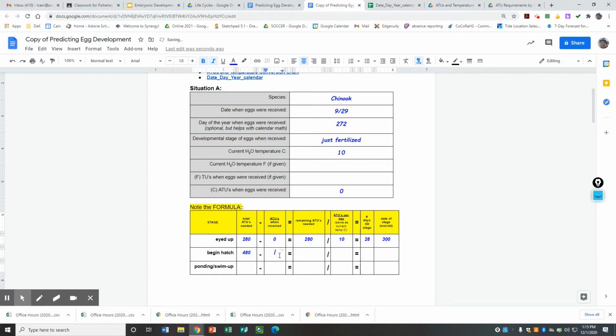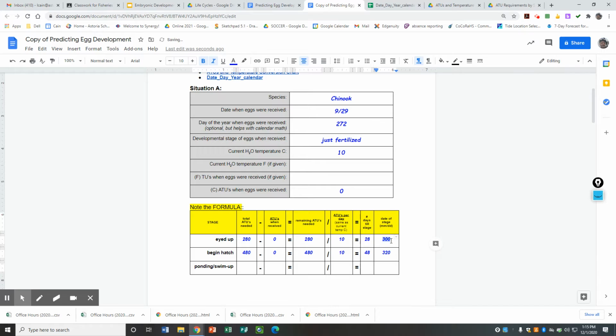Now we're still at 0 in this column because that's when they were received. We'll count over again. The remaining ATUs needed is 480. And when you divide that by 10, that's going to give us 48 days till the stage. And when we work that out in the math, the date of the stage is 320. The day of the stage is 320.